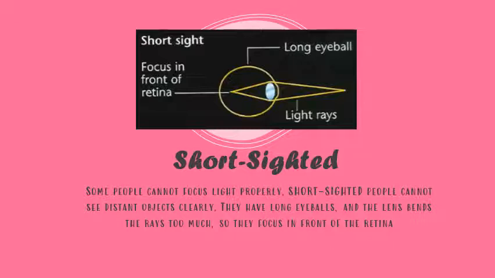Now let's look at short-sightedness. Some people cannot focus light properly. Short-sighted people cannot see distant objects clearly. They have long eyeballs and the lens bends the rays too much, so they focus in front of the retina. There's their focus there, and the retina is over there. So it falls short of the retina.